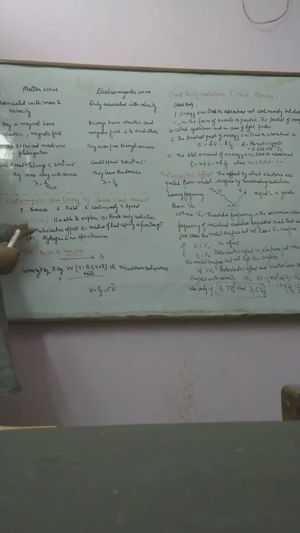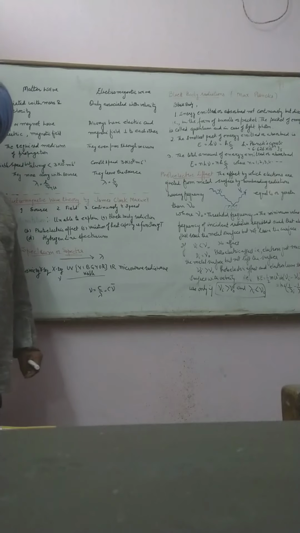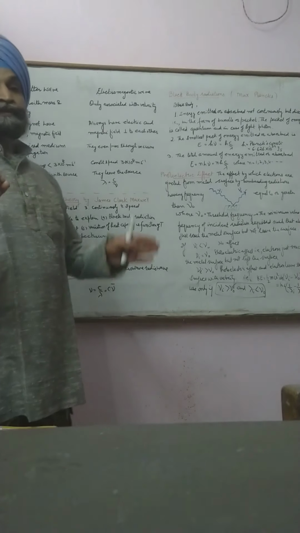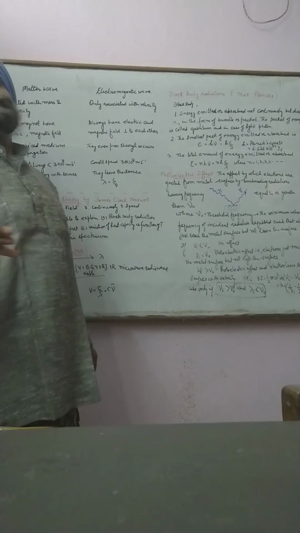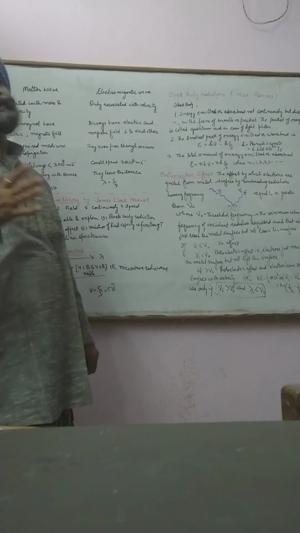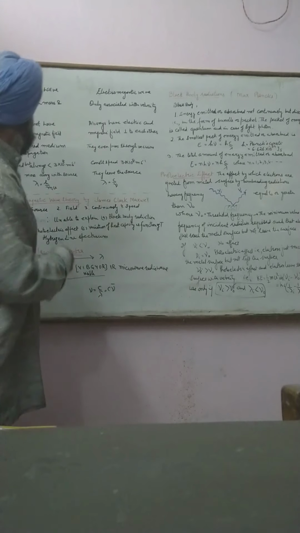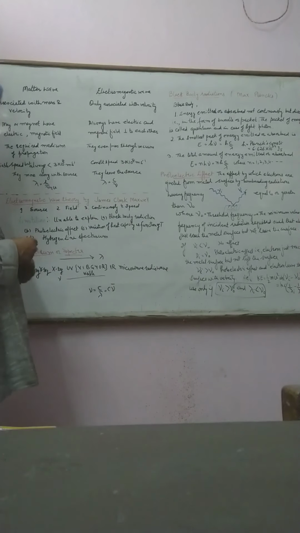Limitation: this theory is unable to explain black body radiation. It is assumed, and it is a fact, that black bodies are perfect absorbers and emitters of radiation. It also cannot explain the photoelectric effect, the variation of heat capacity as a function of temperature, and hydrogen line spectra. That we will take next time.